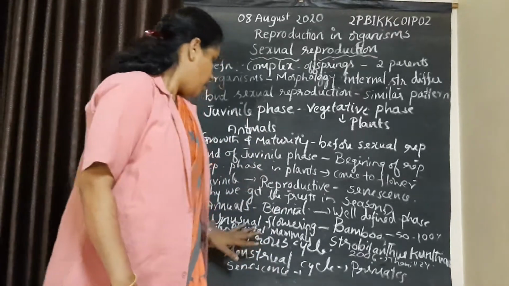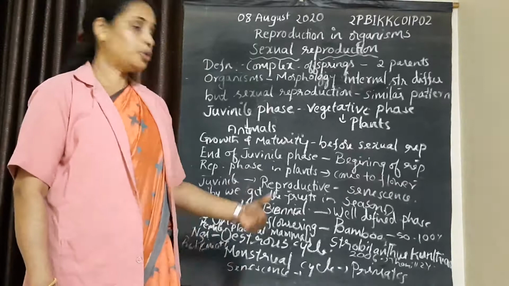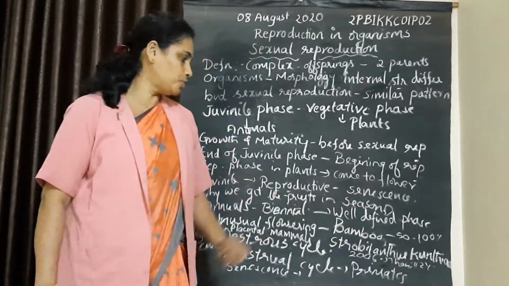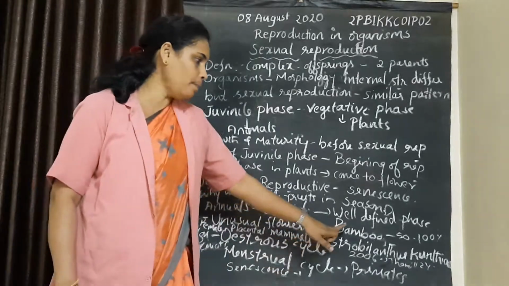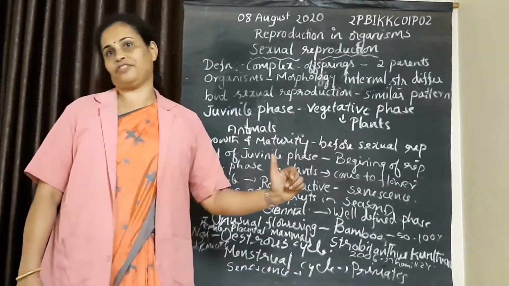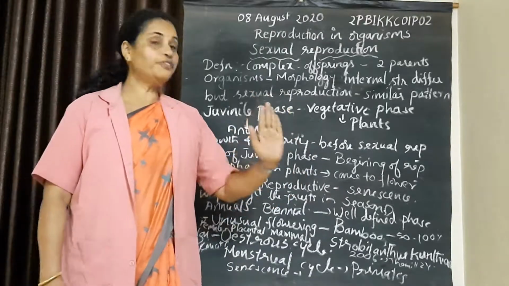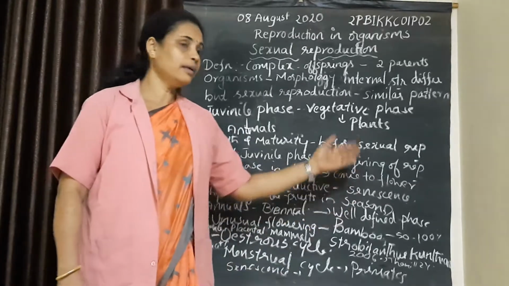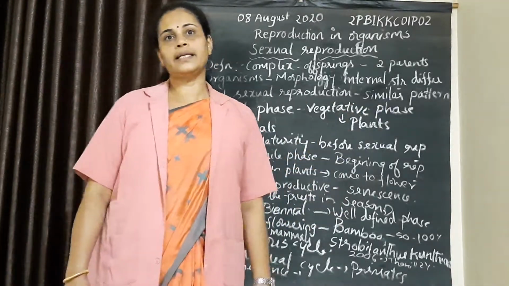Then there are plants which show unusual flowering. For example, bamboo produces a flower once in its lifetime, that means after 50 or 100 years. So once in its lifetime, it produces the fruit, then finally dies.